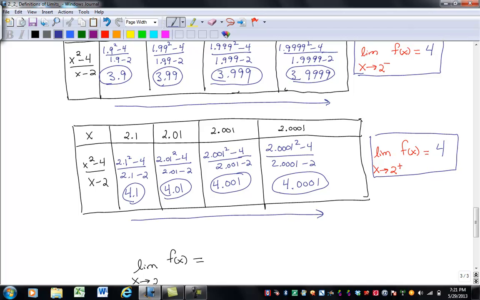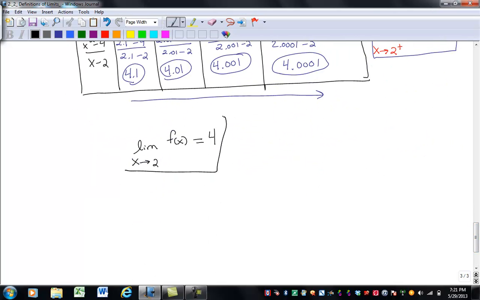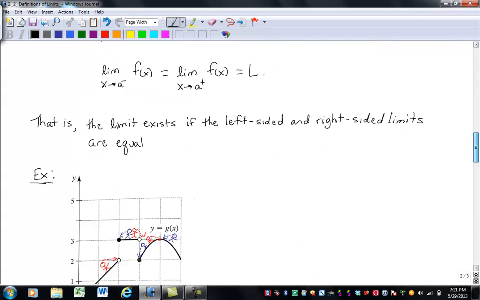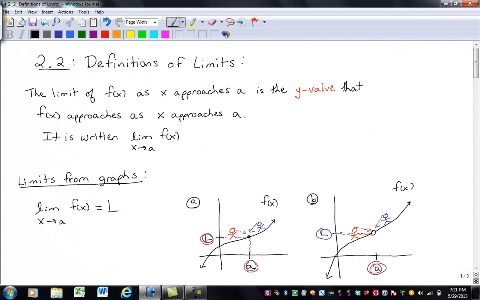Since the limit is the same on both sides, we know the overall limit as x approaches 2 is going to be that number, because we don't need the plus and minus on that 2 to describe anything. So that's the idea in 2.2 about being able to use limits along graphs and to use limits with tables to figure out values.